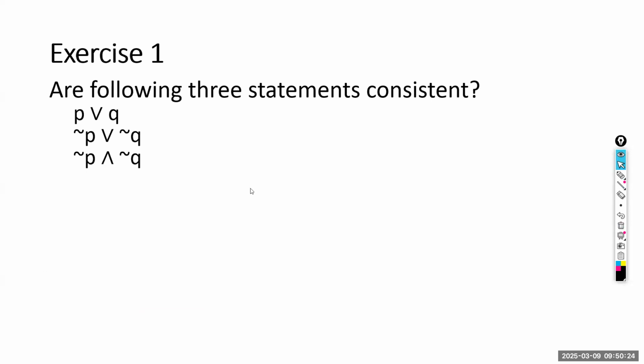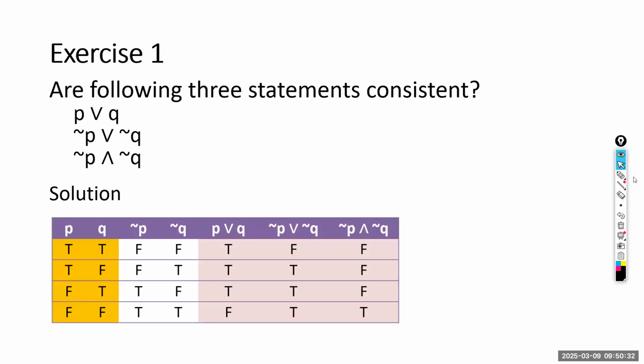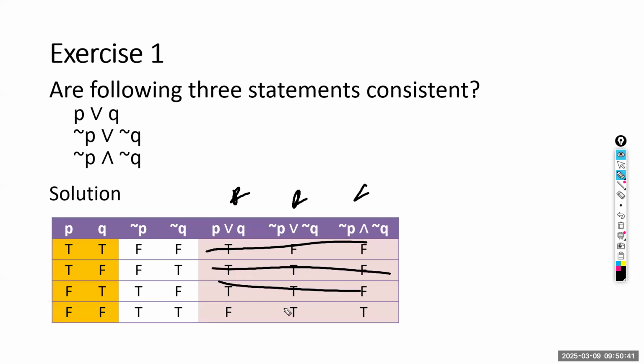And so this is another example: P or Q, not P or Q, not P and not Q. Again, prepare the truth table, and this time you will find that there is no single input combination where all three are true. No, no, no, no. So therefore, these three statements are not consistent. There's no way all three happen. There's no scenario where all three happen.